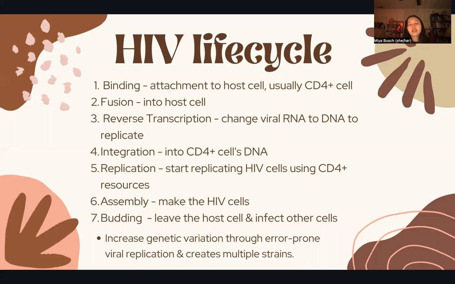And then HIV is able to increase genetic variation through error-prone viral replication and can create multiple strains, which actually makes it more difficult to kill and could be why they haven't been able to find a cure yet.